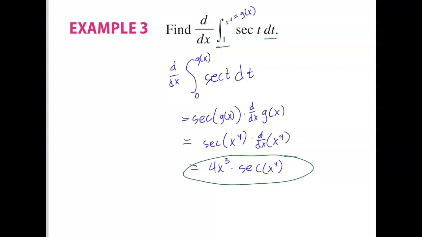Because we are taking the derivative, but the outermost function is the integral. So the derivative just eliminates the integral, right? And then with chain rule, we only had to do the derivative of the inside function at the end, which is just the x to the fourth, right?